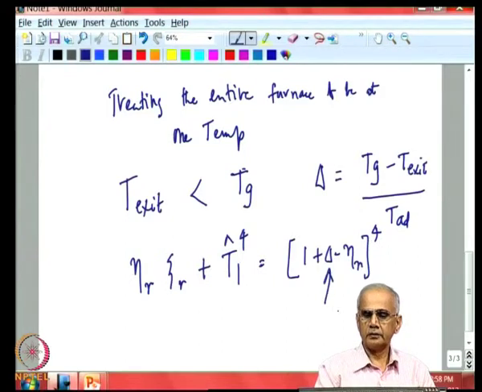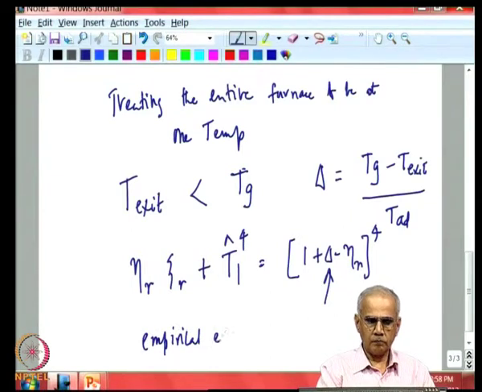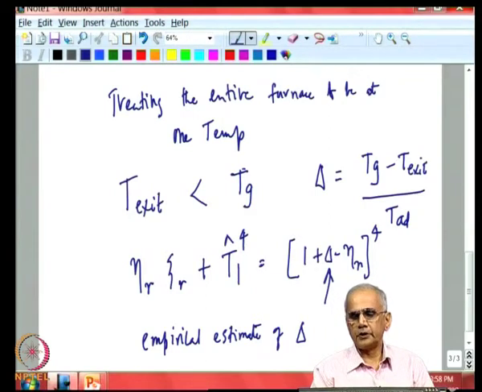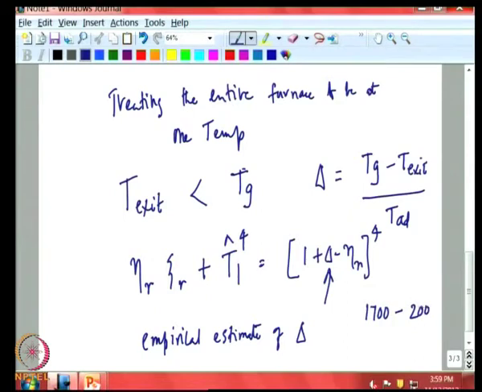Where delta was 0 last time, you now have this delta. The only problem is that we cannot estimate this delta a priori in a 0 dimensional model. You need an empirical estimate of delta. For example, suppose the exit temperature was 100 degrees below the gas temperature. Gas temperature we assumed was around 1700, exit was, let us say, 200 degrees lower, and adiabatic temperature around 2400.